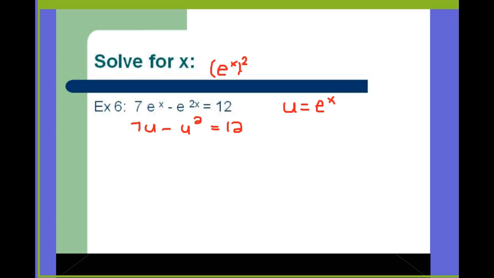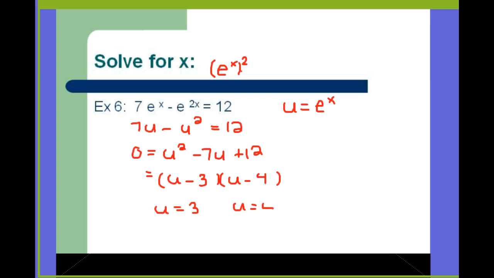So now this looks like a quadratic from back in the days of algebra. So we're going to get it set equal to 0 by adding u squared, subtracting 7u, and leaving the 12. So factors of 12 that sum to negative 7 are negative 3 and negative 4. Which gives u equals 3 and u equals 4. But u isn't really u, it is e to the x. So that means e to the x equals 3 and e to the x equals 4.